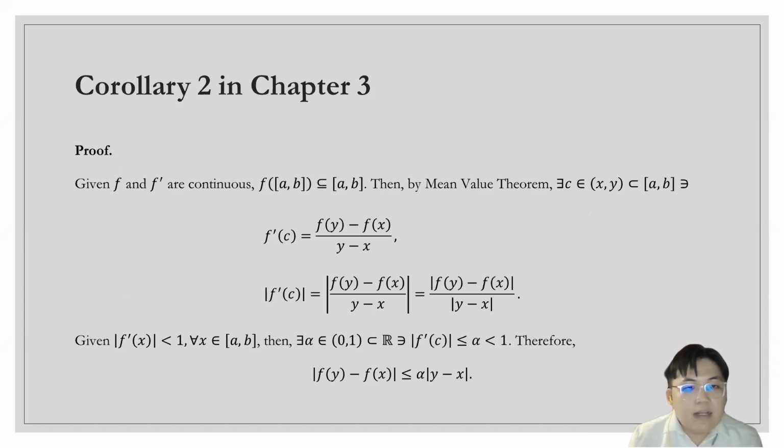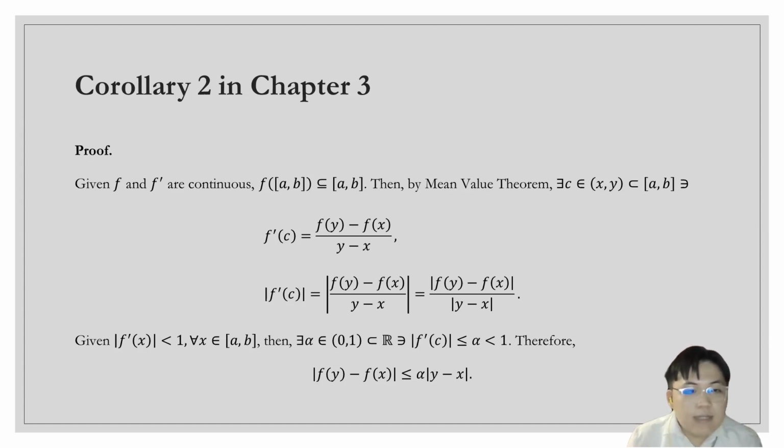Since we are given f is continuous and f of [a,b] is a subset of [a,b], then by the mean value theorem, there exists a constant c belonging to (x,y), which is a subset of the interval [a,b], such that f prime of c is equal to (f(y) minus f(x)) divided by (y minus x). Then we take the modulus on both sides.